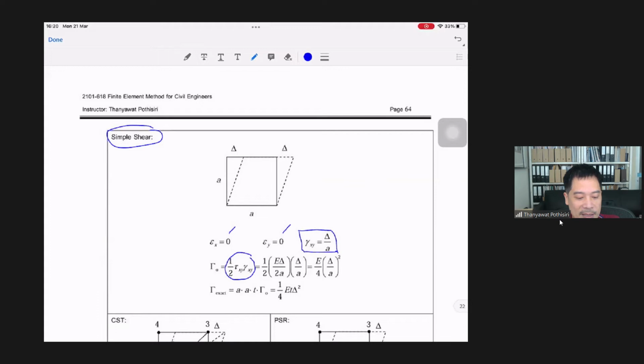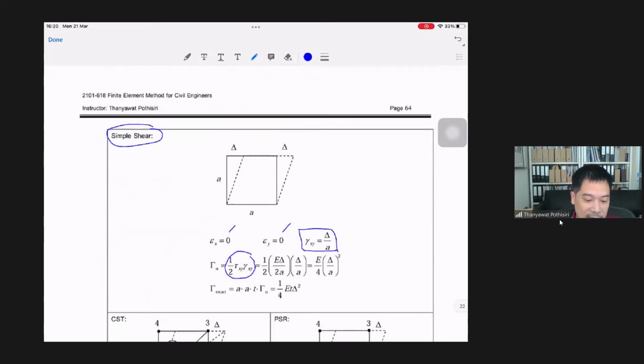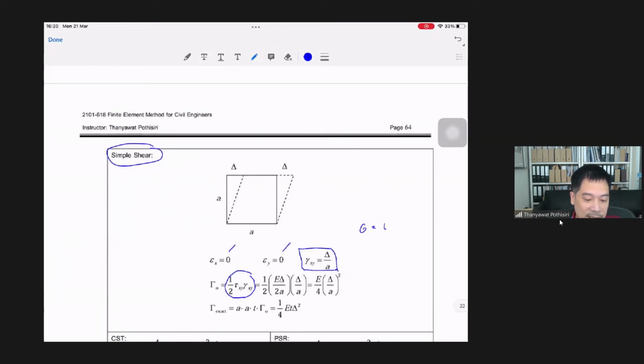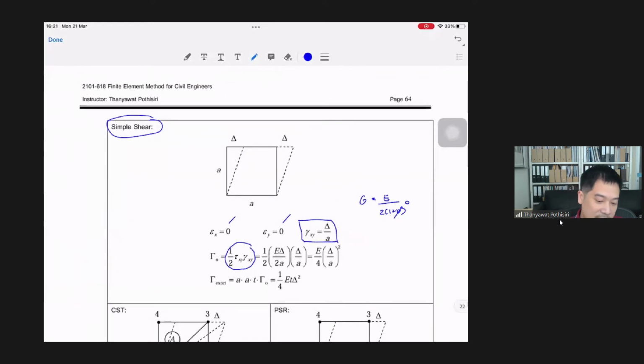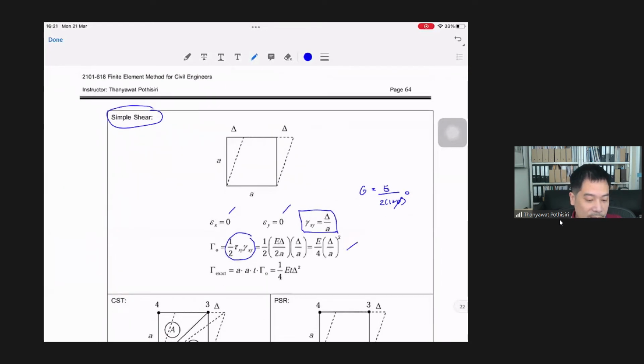Okay. So in this case, you can relate gamma and tau, or the shear stress and shear strain, by using the shear modulus. Okay, and our shear modulus is equal to this, and because the Poisson's ratio is zero in this case, the shear modulus is simply half of the Young's modulus. So you get this equation right here.